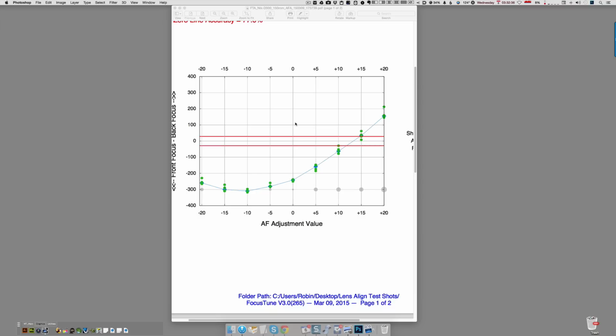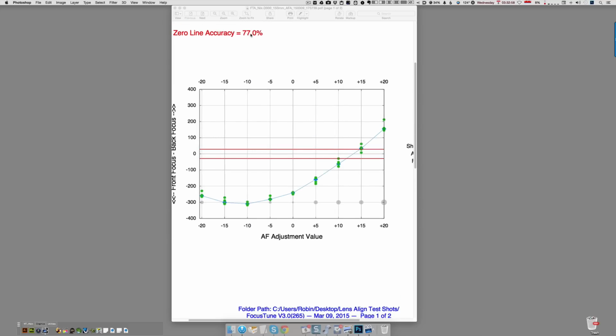So out of the box, this camera would have shot very soft and blurry shots, very much front focused. And by testing at all the different fine-tune settings, all the different AFA settings, we can see that the best settings tended to be in this +10 to +15 range. But people ask me, what does this 77% zero line accuracy mean? Well, let's examine that.